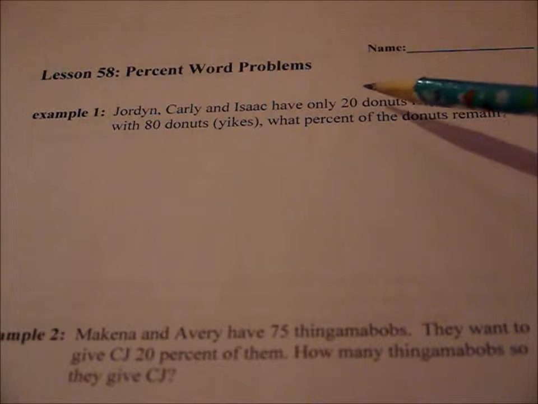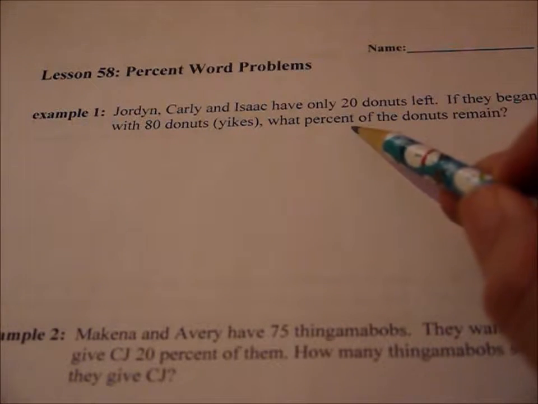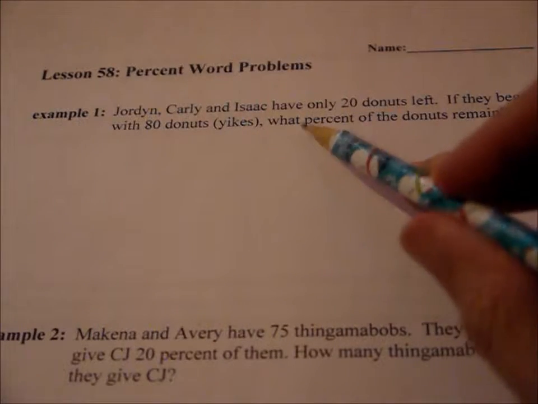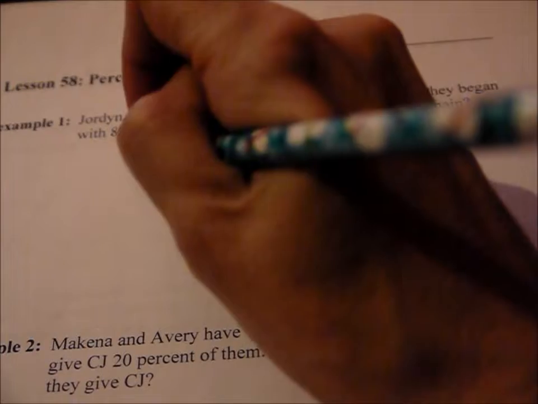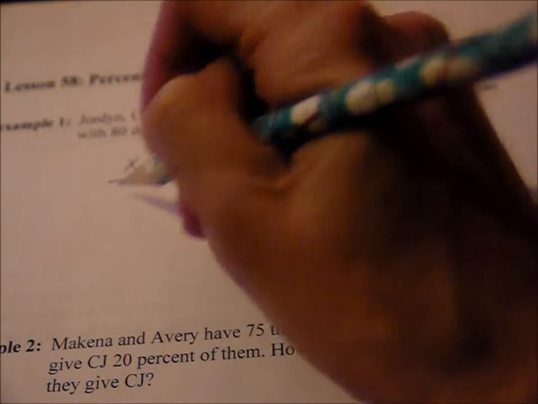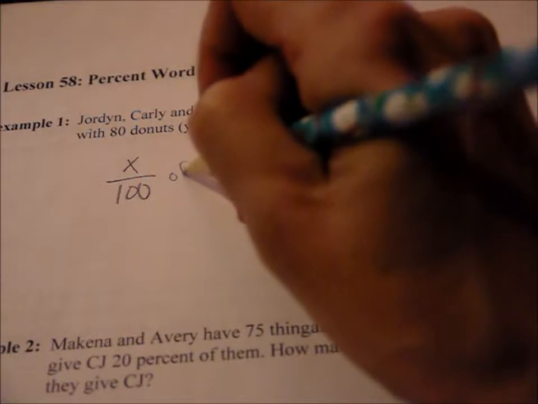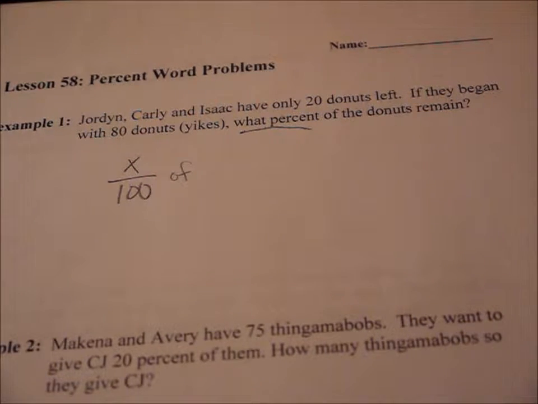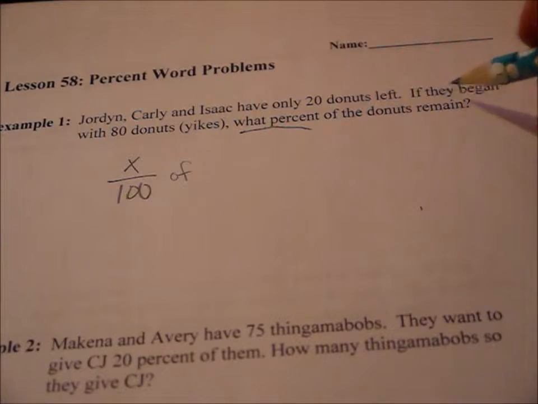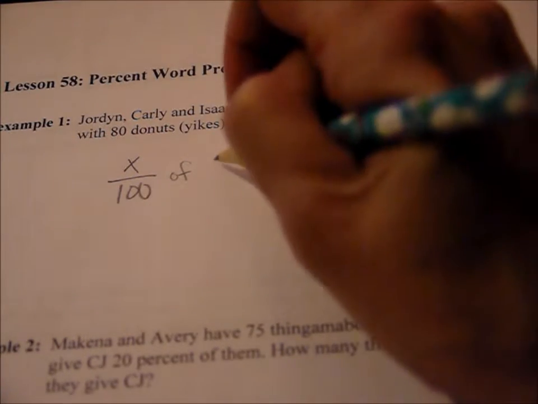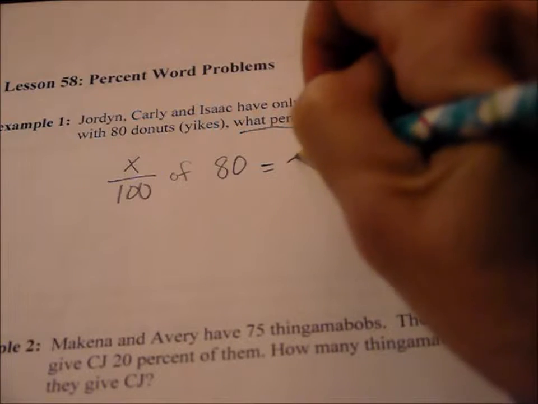Okay, so they have 20 donuts left, and they started with 80. What you've got to do is figure out what percent of the donuts remain. So what percent? There's your unknown right there. We're going to call that x over 100. What percent of, and I'm writing of really faintly because I'm going to erase that, the donuts remain. So of the initial 80 donuts that you started with, remain. So what percent of 80 is 20?